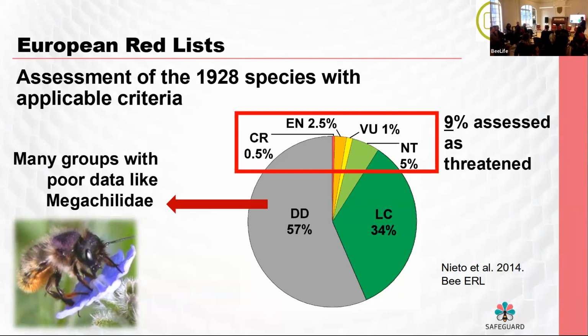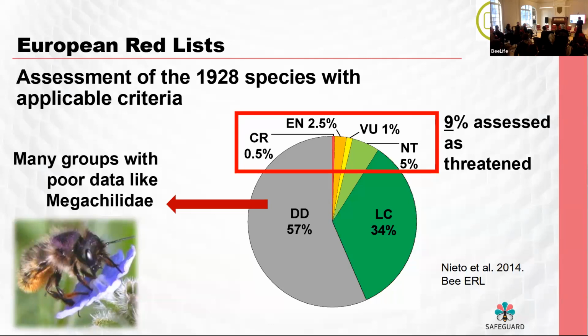First, if you consider only the species for which we have an assessment, almost 10% of the species have been assessed as threatened, so vulnerable, endangered, or critically endangered, meaning that there is a risk of extinction in Europe for these species. The second point is that there are a lot of species that have been assessed as data deficient. It means that we don't have enough data to properly assess population trends or risk of extinction for these species.